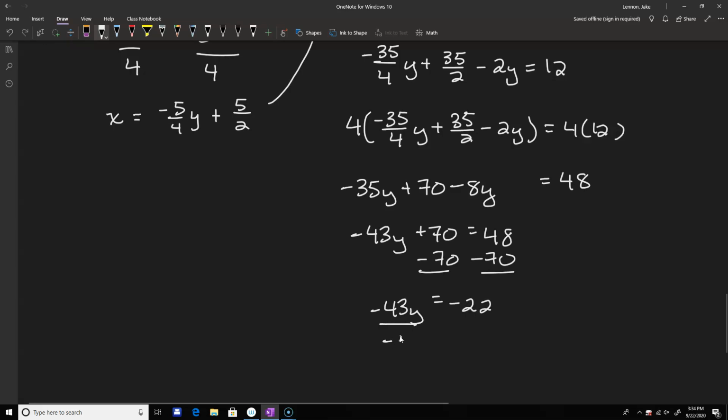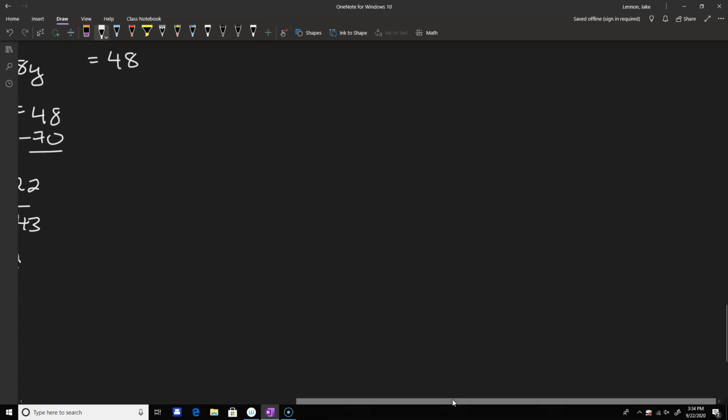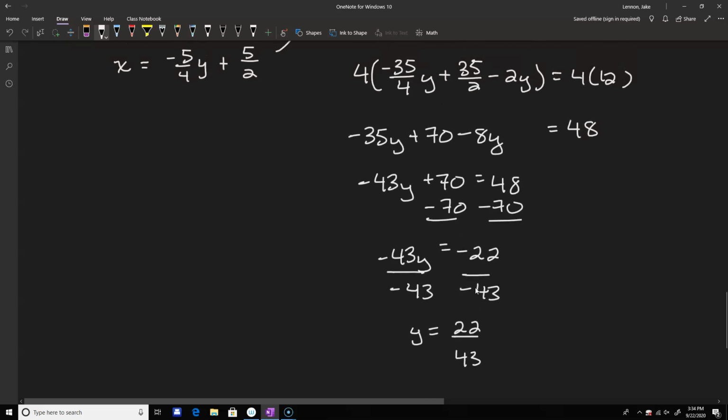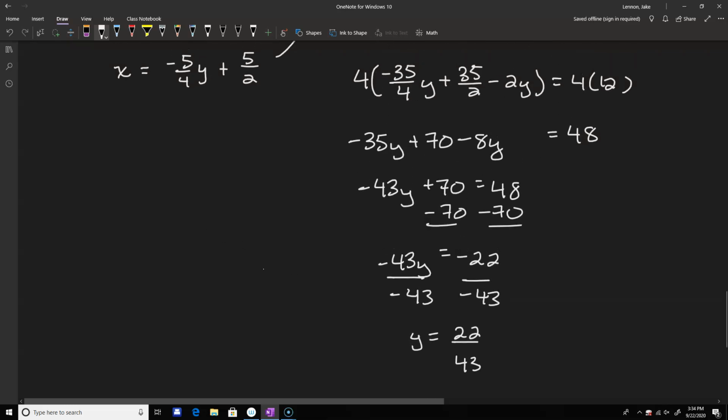And then we divide by minus 43 on both sides, and that's going to give us our answer for y. So y is 22 over 43. The two negatives cancel. And then we want to, again, plug that into the original equation to try and solve for x. So let's go ahead and do that. We're using the equation up here above.